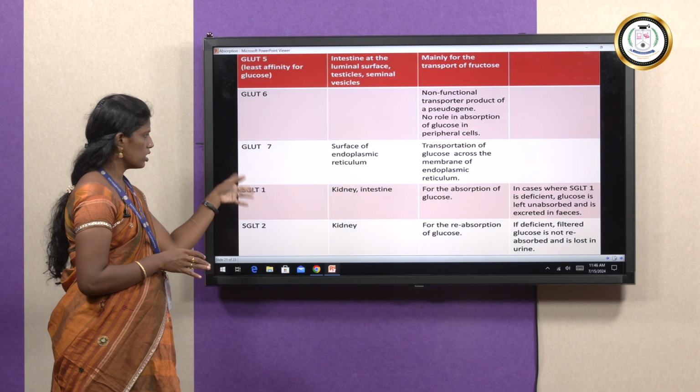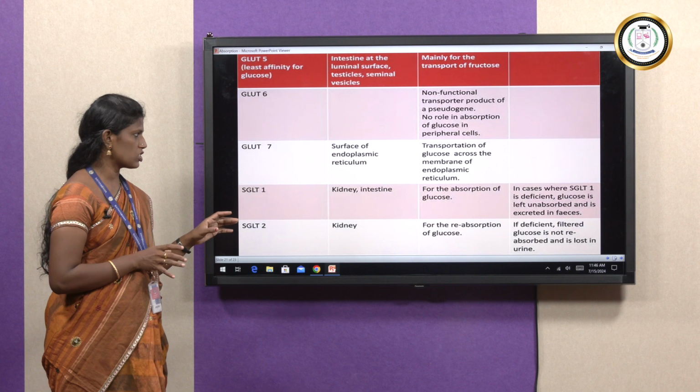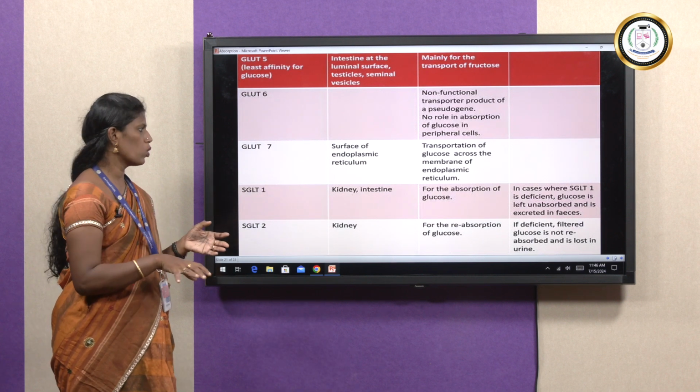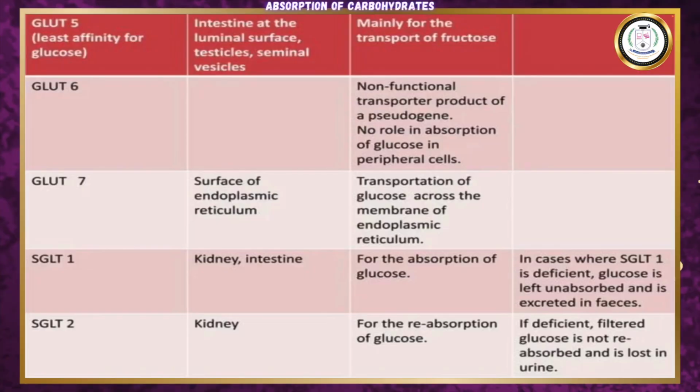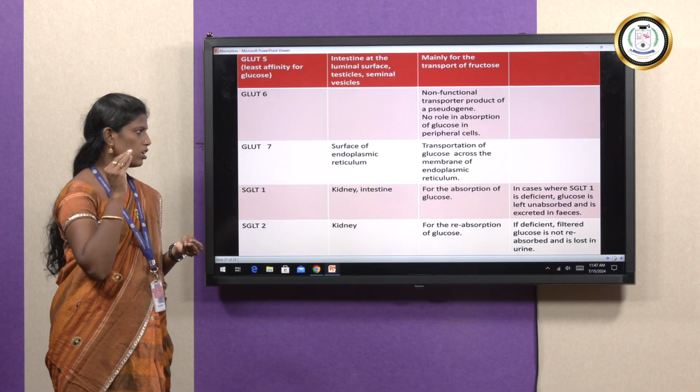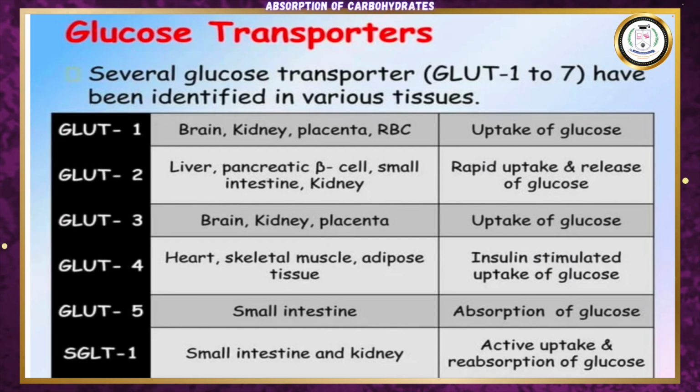SGLT1 is present in kidney and intestine for the absorption of glucose. In some deficiency, the glucose is not absorbed. SGLT2 is present in kidney. It is involved in the reabsorption of glucose. If deficient, the glucose is not reabsorbed. These are the main glucose transporters, GLUT1 to GLUT7.